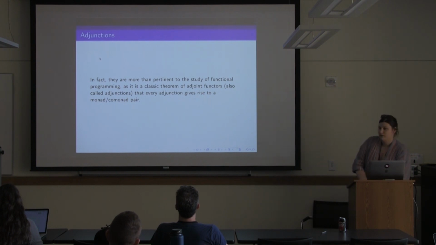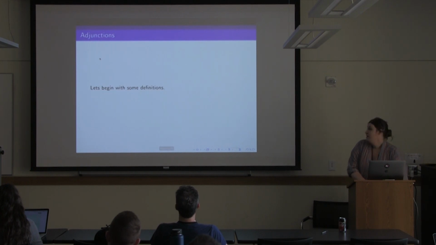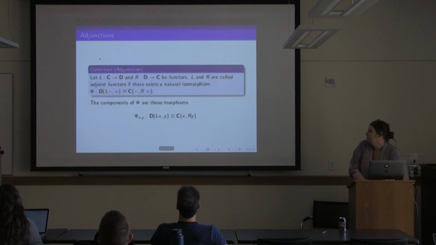Right, and they are extremely relevant to functional programming in the sense that every adjunction gives us a monad and comonad pair. And we can actually just look at these monads and comonads and recognize them to be very familiar functors that we deal with every day, like lists. Right? So let's start with some definitions here.